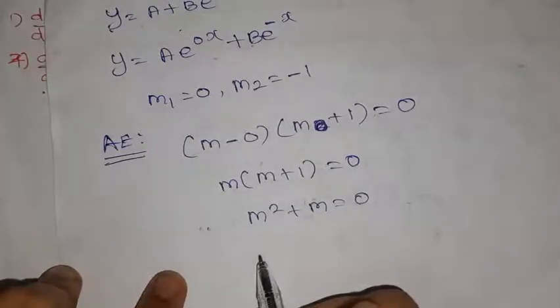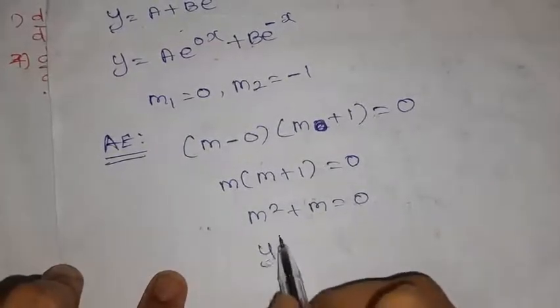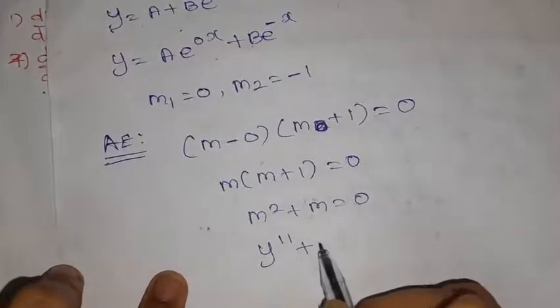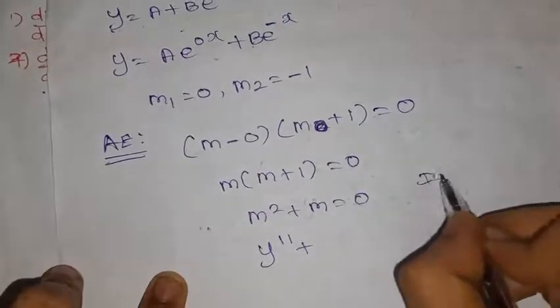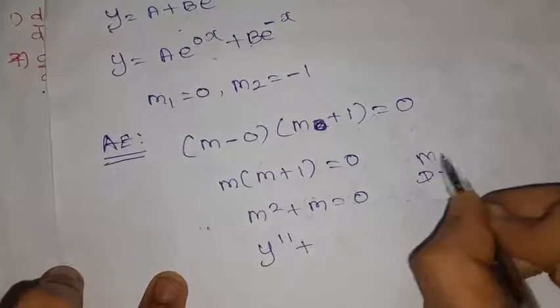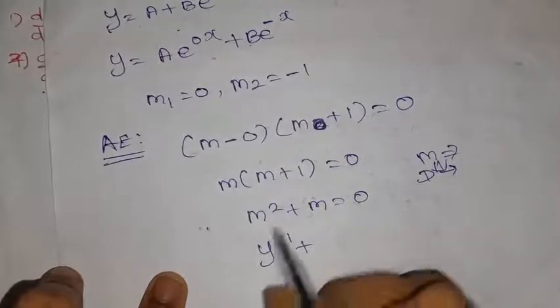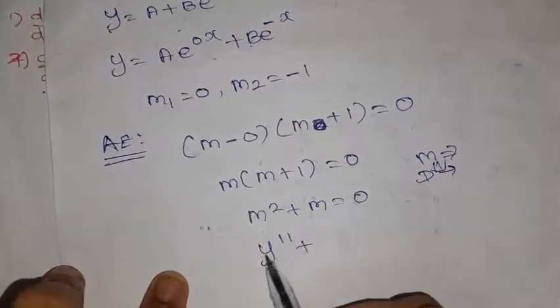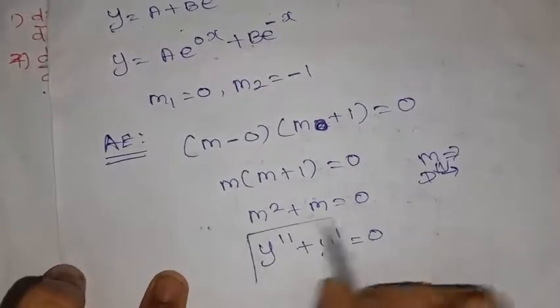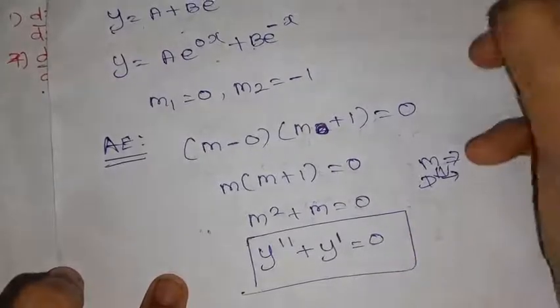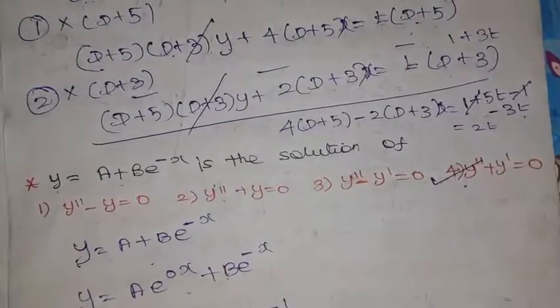The required differential equation is obtained by replacing m by D. D is nothing but differentiation, y dash one time and y double dash two times. So y double dash plus y dash equal to 0 is the required equation. So option 4 is the right option. We'll move on to the next problem.